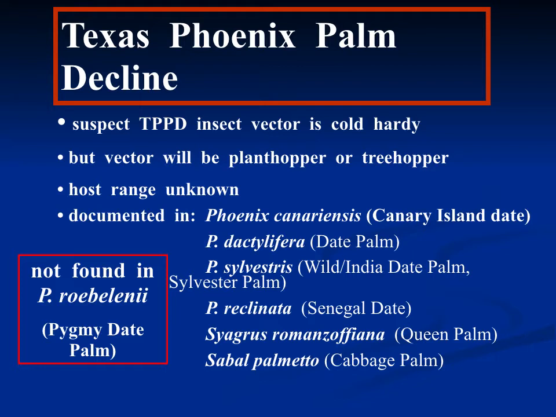Let's look to the left for a second. Currently, we have not been documenting it in Phoenix roebelenii, aka the roebelenii palm or pygmy date palm. That's good news. Does it mean it's immune? It's a potential host, it would be my opinion, but we haven't been able to document it. Maybe people just accept that it died and don't worry about it, versus a tree that's towering over the home at 20, 30, or 40 feet. I'm not sure. We've also seen it in queen palms, and we've also seen it in our state tree, the cabbage palm.